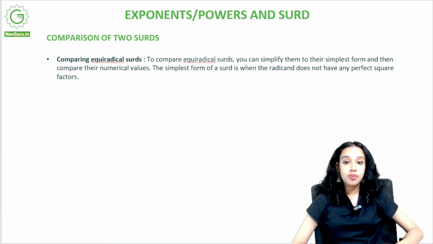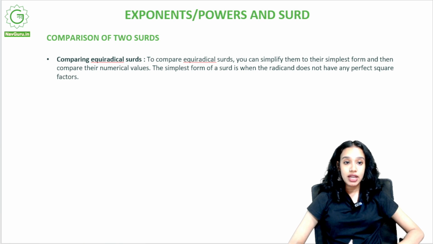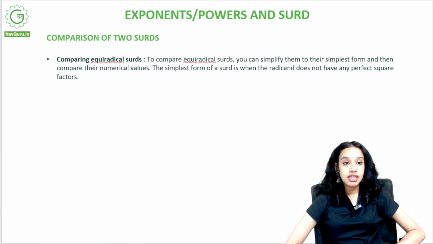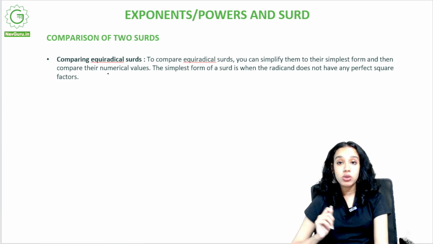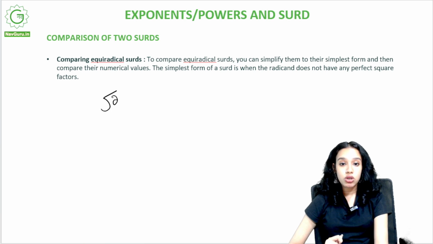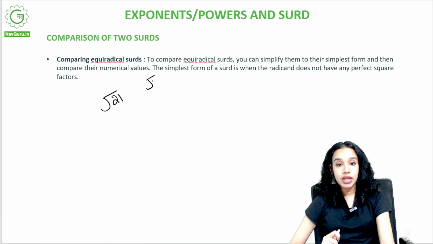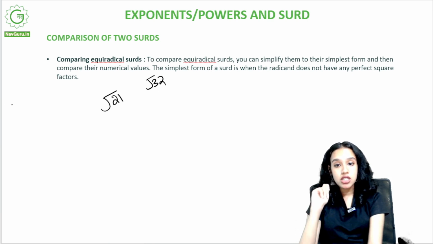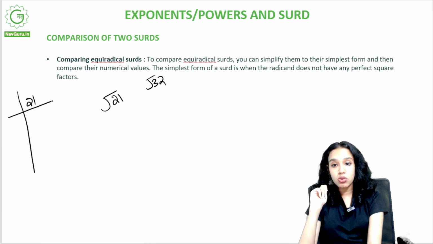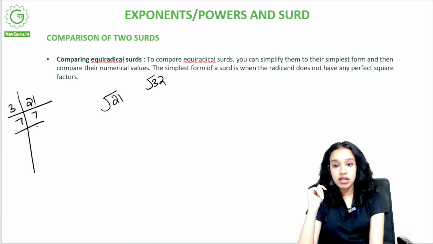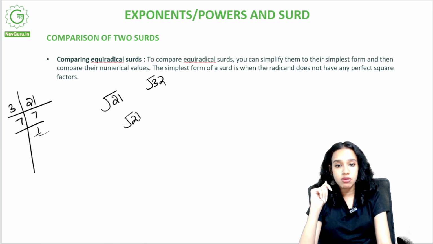Now, how do we compare equiradical surds? To compare equiradical surds, you can simplify them into the simplest form and then compare their numerical values. The simplest form of a surd is when the radicand does not have any perfect square factors. So, we have root of 21 and root of 32, and we have to compare these. One option is to find the root of these numbers. Let's find the simplest form. 21 is 3 times 7, so this is root 21 only. We can't simplify it further.